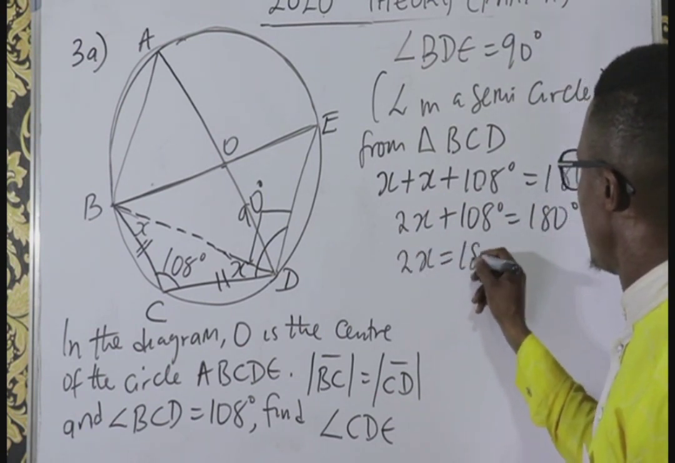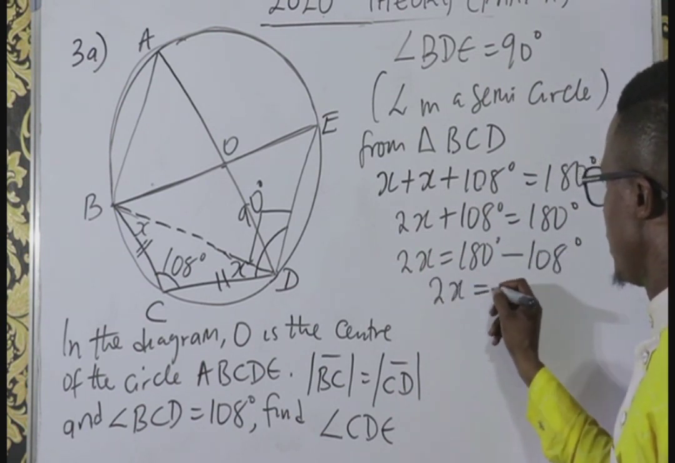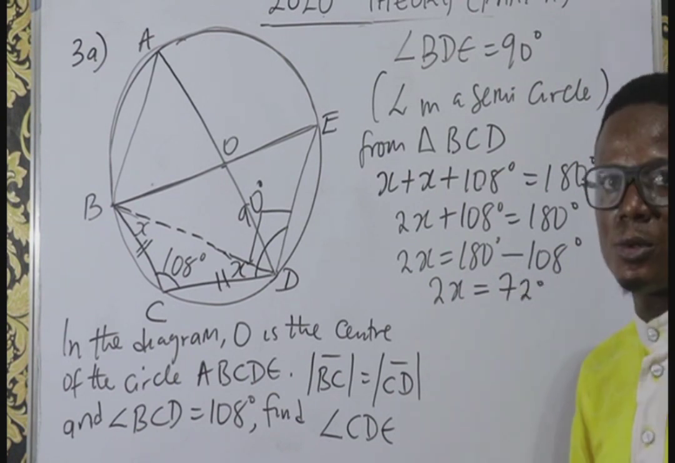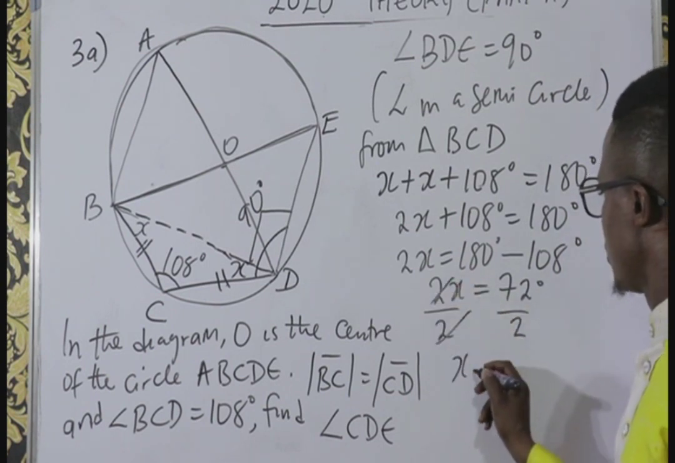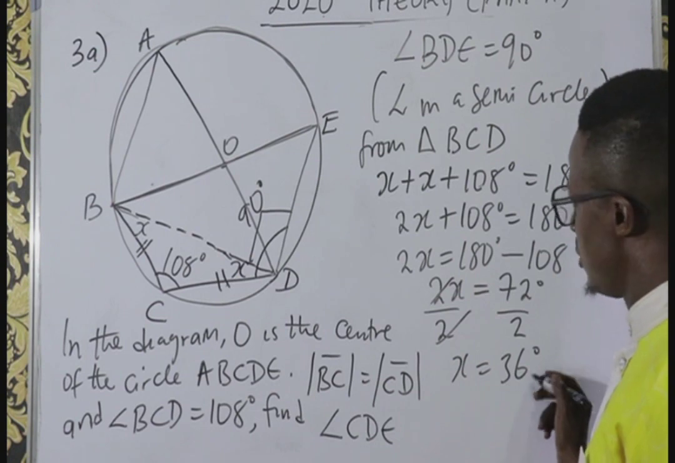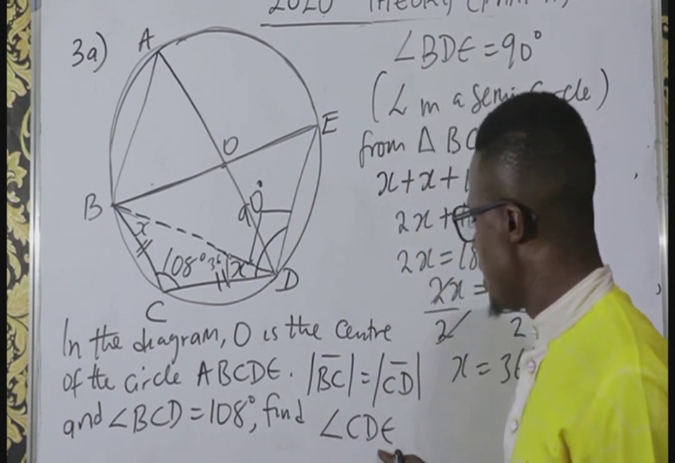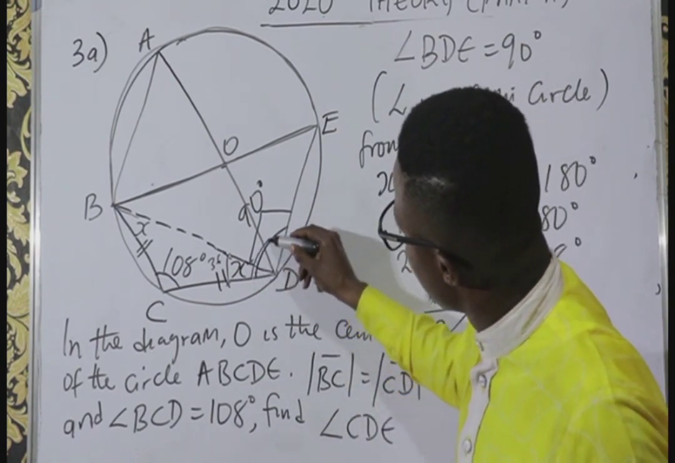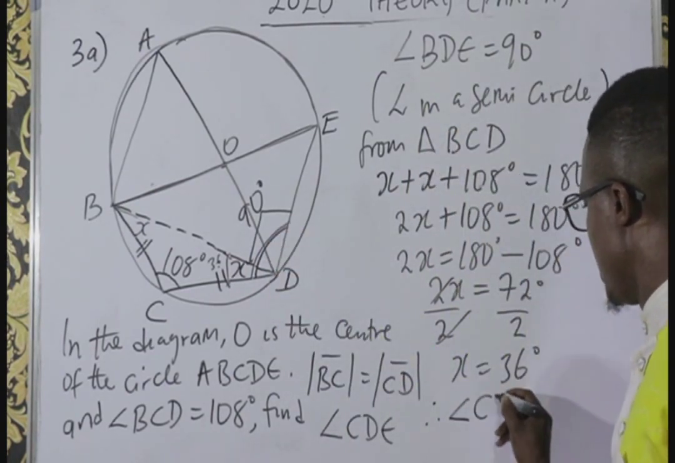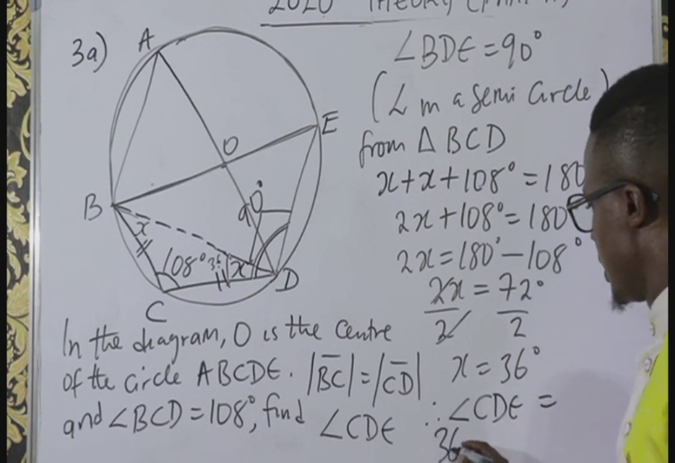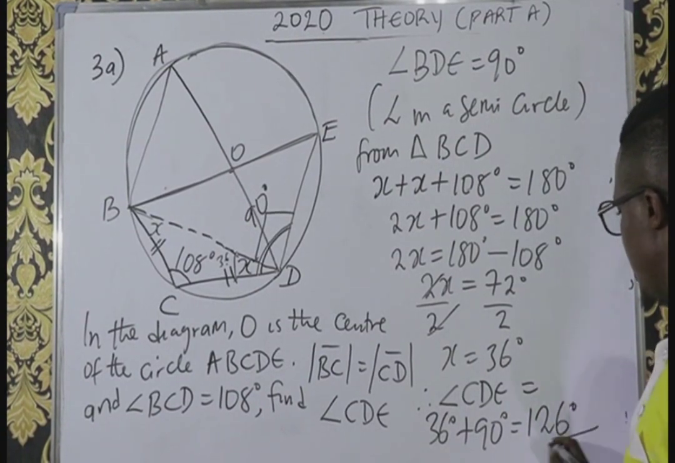So 2X will give me 180 degrees minus 108 degrees. So 2X will give us 72 degrees when I subtract. So to get the value of X, I will divide by 2. This cancels out, so X is 36 degrees. That's the value of X. Therefore, this angle here is 36 degrees. But angle CDE that I'm looking for is from here to here, which is 36 plus 90. Therefore, angle CDE will now be 36 degrees plus 90 degrees, and that will give us 126 degrees.